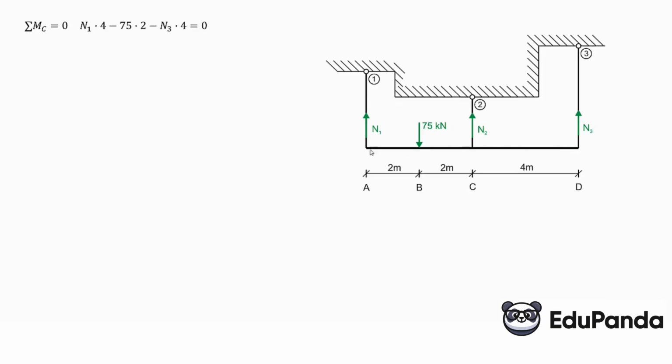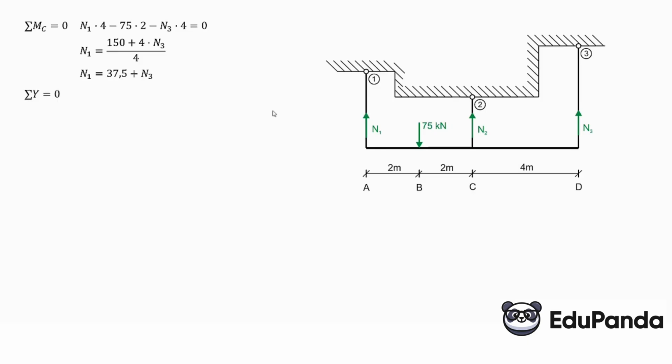I write down the sum of moments at point C. N1 rotates positively, clockwise, at an arm of 4 meters. N1 times 4 minus 75 counterclockwise at an arm of 2 meters, and minus N3 at an arm of 4 meters, equals 0. Here we have 2 unknowns in this equation. We need to leave one of them on one side and the rest on the right. And here we will have a relation that N1 is 150 plus 4 times N3 divided by 4. We can divide this by 4. We are left with 37.5 plus N3.